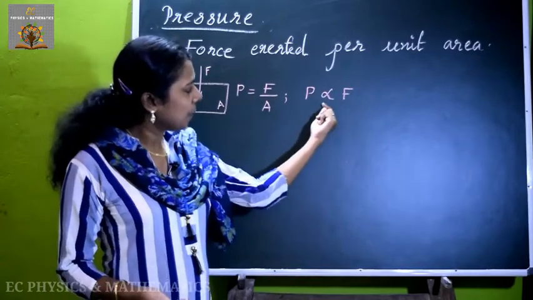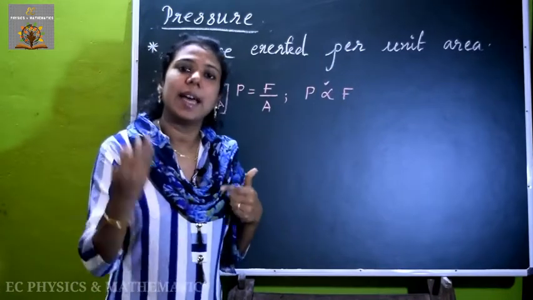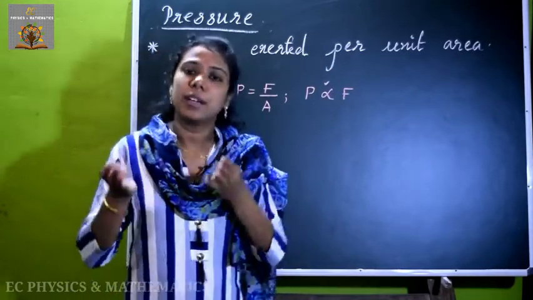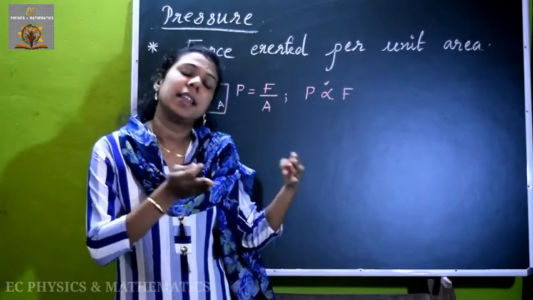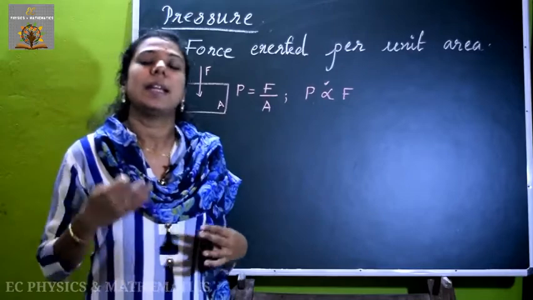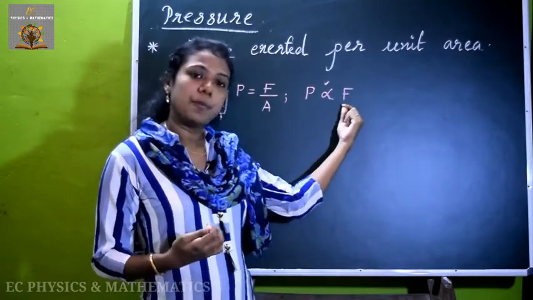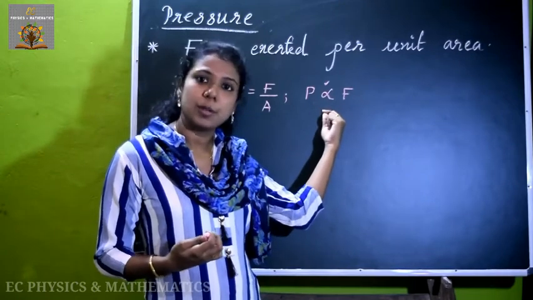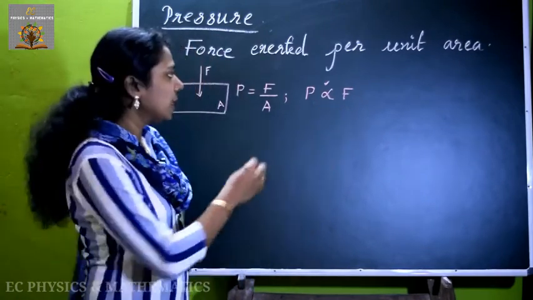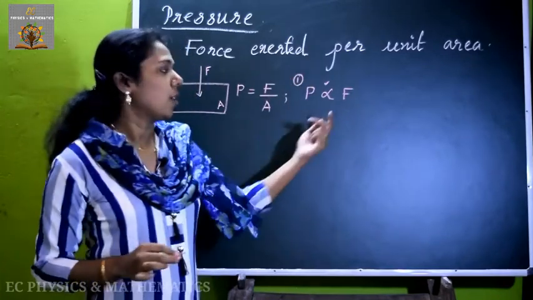This symbol means directly proportional. The meaning of directly proportional is that if one physical quantity increases, another quantity also increases. That is the meaning of directly proportional. If force increases, pressure also increases. So this is the first depending factor of pressure, that is force.